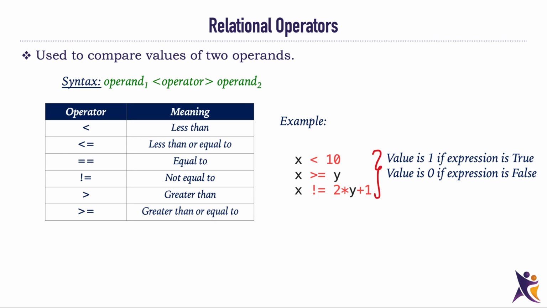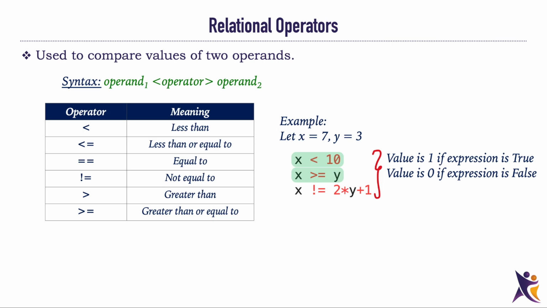So let's plug in some values for x and y and see how each of these expressions evaluates, right? Let's say x is equal to 7 and y is equal to 3. Now the first expression will return true because 7 is less than 10, right? So the value of this expression will be 1. In the second expression, x is greater than or equal to y, which evaluates to true because 7 is greater than or equal to 3, right?